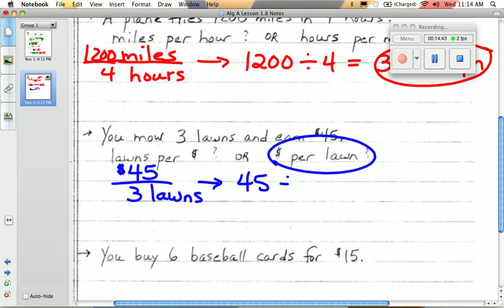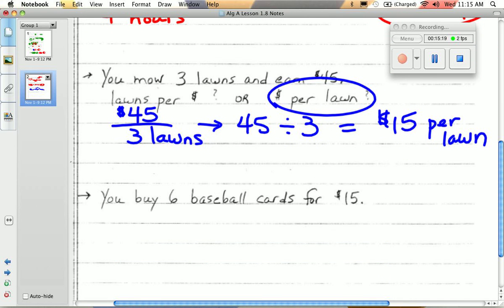45 divided by 3, which is, anybody know what 45 divided by 3 is? 15. And it says 15 what? What was upstairs? $15, so $15 per lawn. There's really no abbreviation for per lawn. PL, we don't know what that means. We're gonna have to write out the words. $15 per lawn you got paid. Hope they were small yards. So can you imagine? That would be a ripoff.